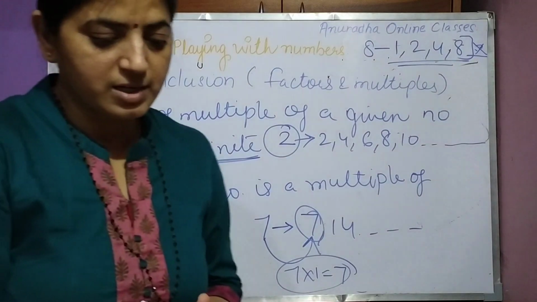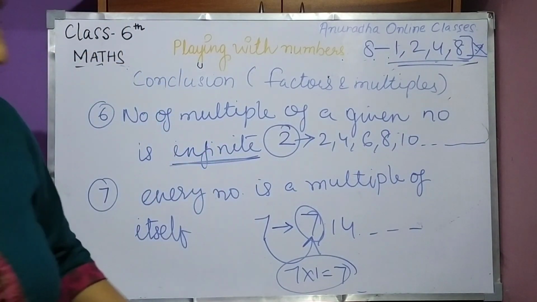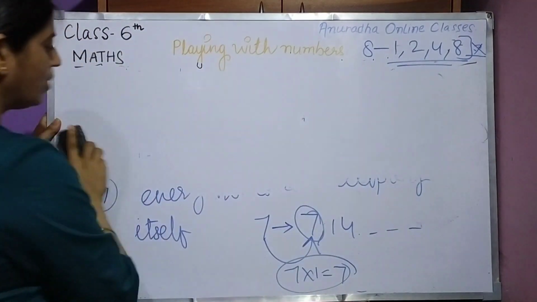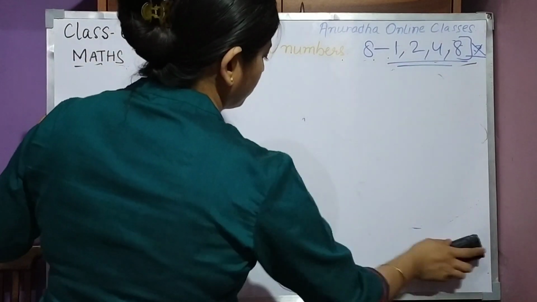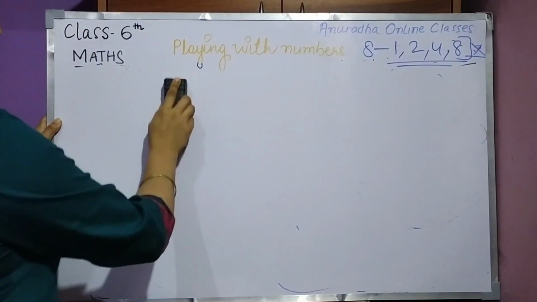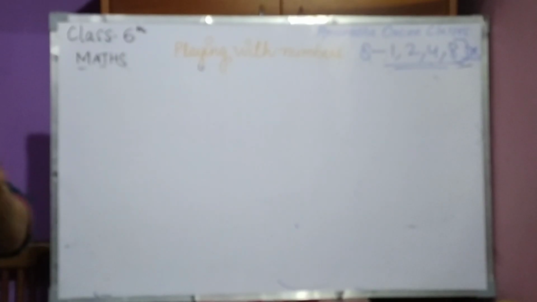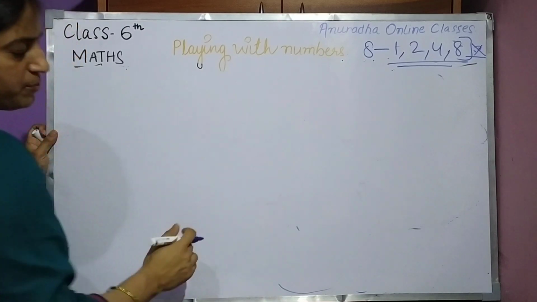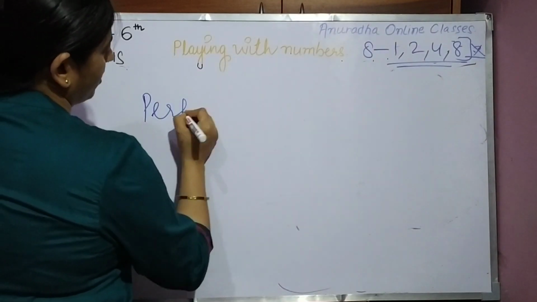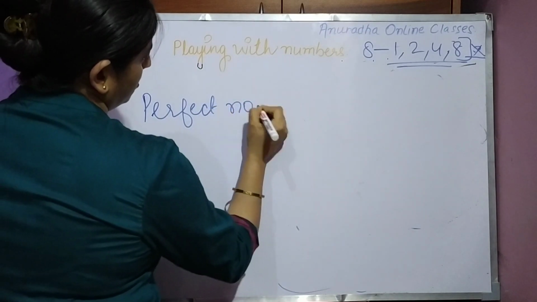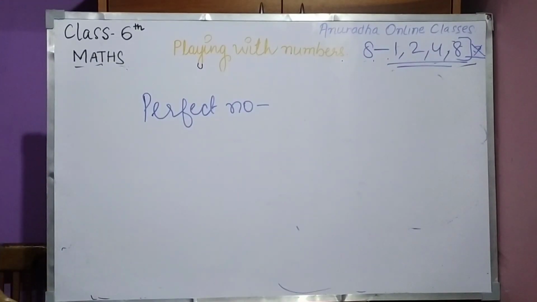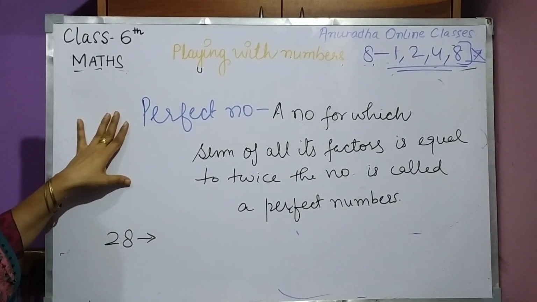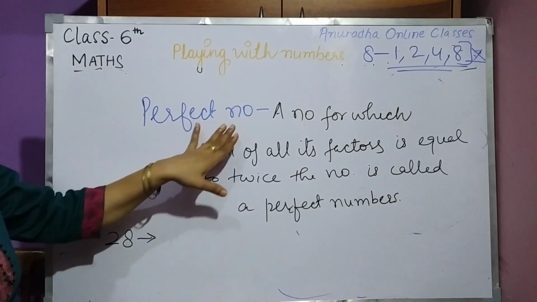So children, one more important thing. The conclusion is over. Now you will read about the different types of numbers, but one special number is there, that is known as the perfect number. So children, let us come to this number. This is a special number, that is perfect number.